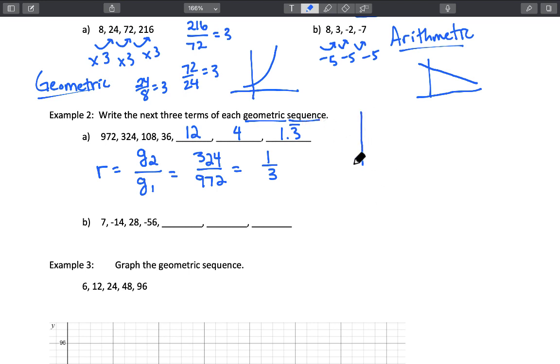Again, if we were to plot these points on a graph, you would see this is going to be a discrete graph, and it's going to be this exponential decay type of graph.